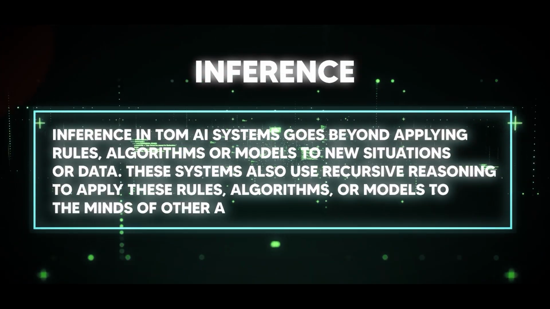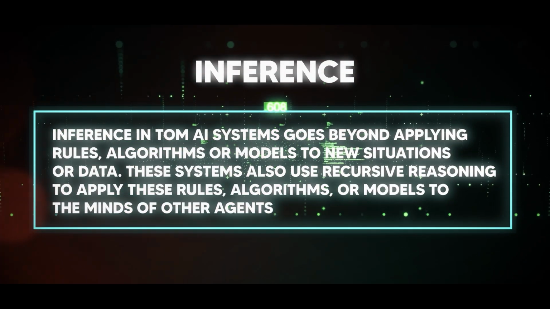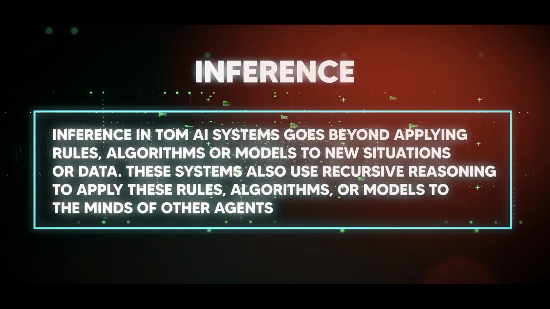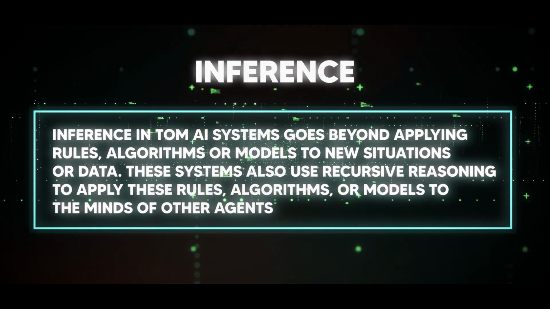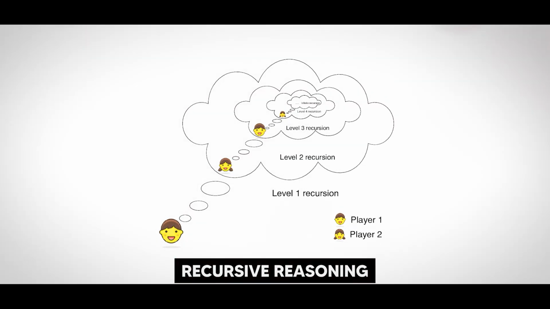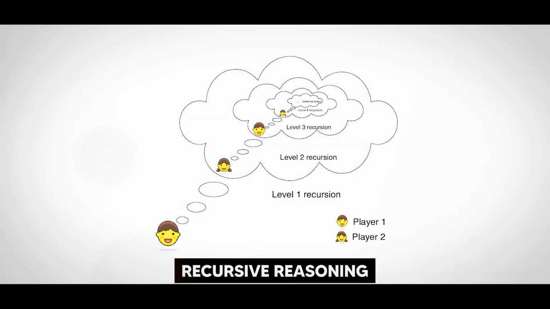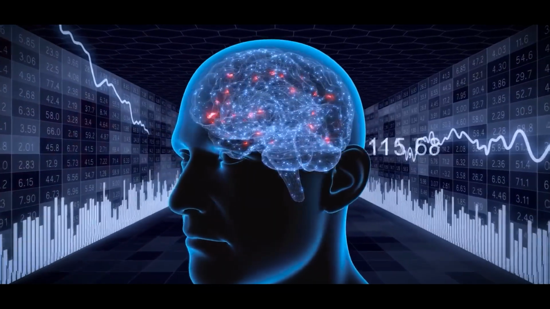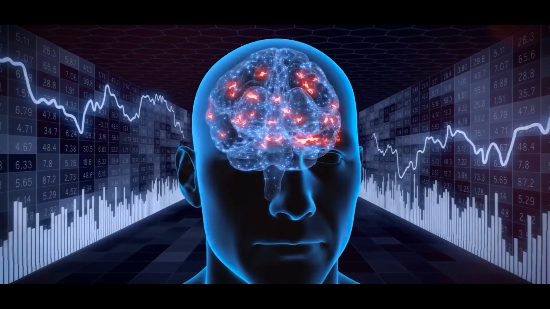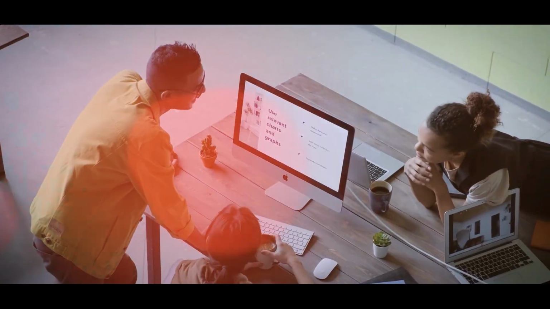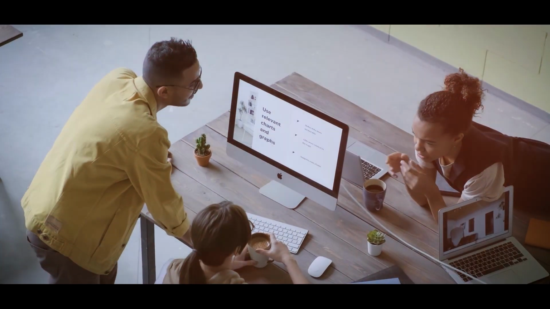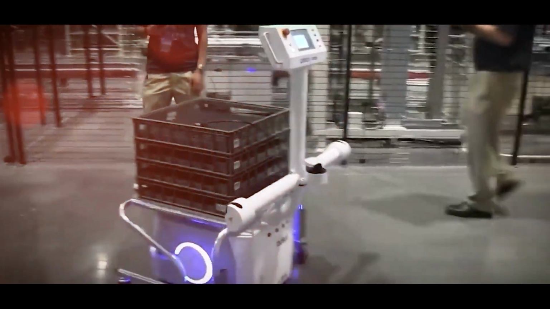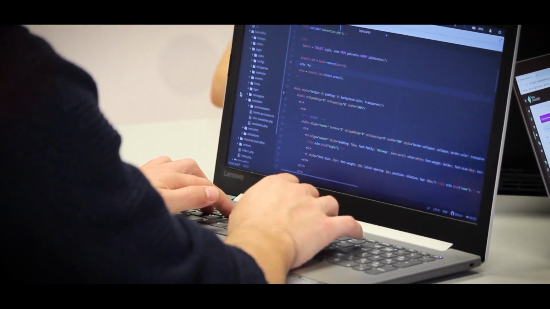Inference in TOM AI systems goes beyond applying rules, algorithms, or models to new situations or data. These systems also use recursive reasoning to apply these rules, algorithms, or models to the minds of other agents. Recursive reasoning is essentially reasoning about the reasoning of others. For example, a TOM AI system for social interaction could use an RNN to infer the emotions of another agent from their facial expressions, and then use another RNN to infer the intentions or beliefs of that agent from their emotions. Learning in TOM AI systems involves improving their rules, algorithms, or models based on feedback or new data.